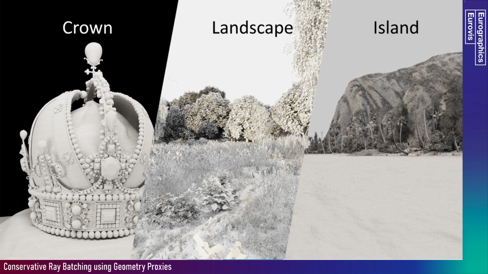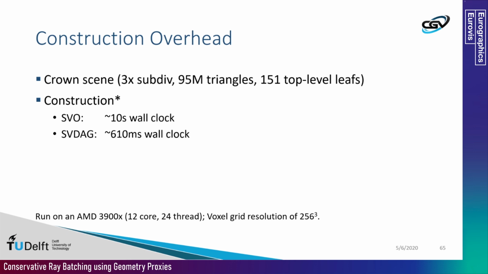These are the scenes that we will be using for testing: the Austrian crown scene, the landscape scene from the Physically Based Rendering book, and the island scene by Walt Disney Animation Studios. For our first test, we measured the construction time of our proxy geometry for the Austrian crown scene, which was subdivided 3 times. We configured our system to generate 151 top-level leaf nodes, which means that we also have to create 151 SVDAGs. In this scene, it took about 10 seconds on a 12-core 24-thread CPU to voxelize the geometry and create the SVOs. Compressing the SVOs into SVDAGs is a single-threaded process, and it took roughly 600 milliseconds.